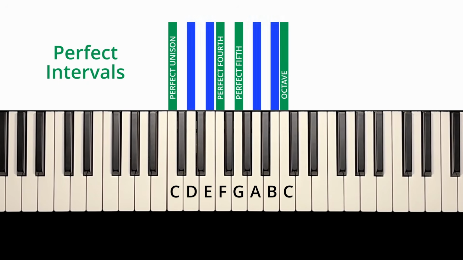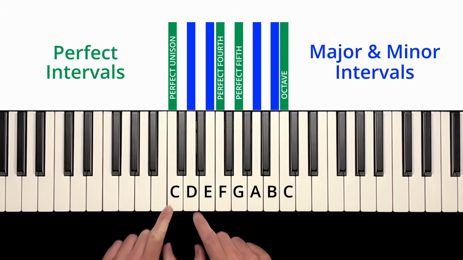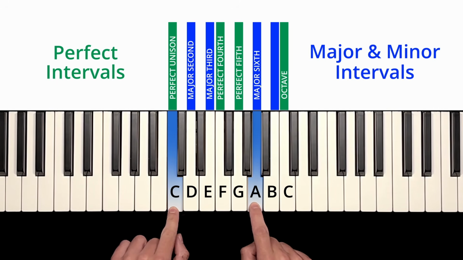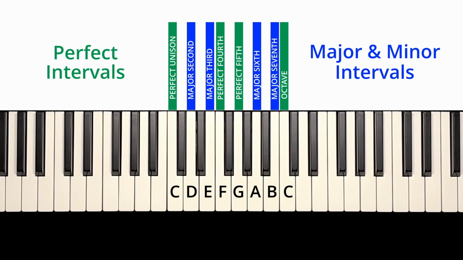The remaining 4 notes of our scale are considered less consonant, so they are not perfect intervals. Instead, each one of them exists in 2 different sizes, called major and minor. Our C major scale happens to contain the major versions of these intervals. So here we have a major second, major third, major sixth, and major seventh. The minor intervals are each 1 semitone smaller than their major siblings.